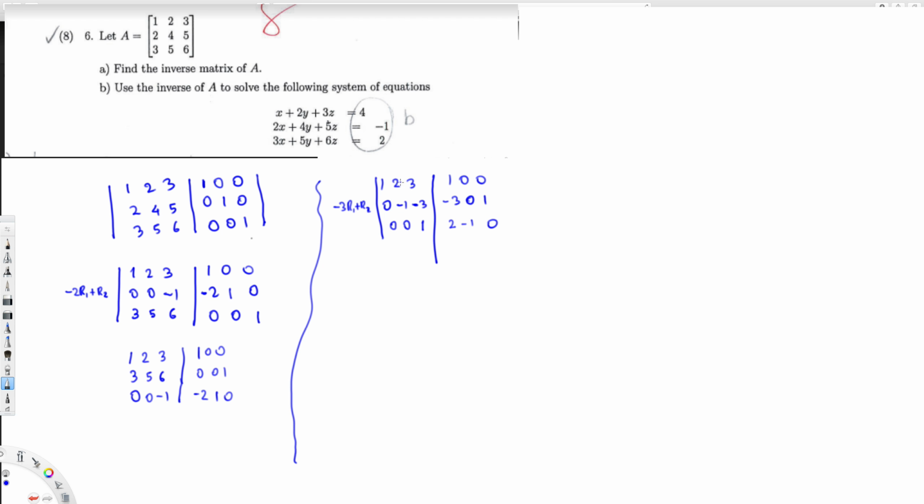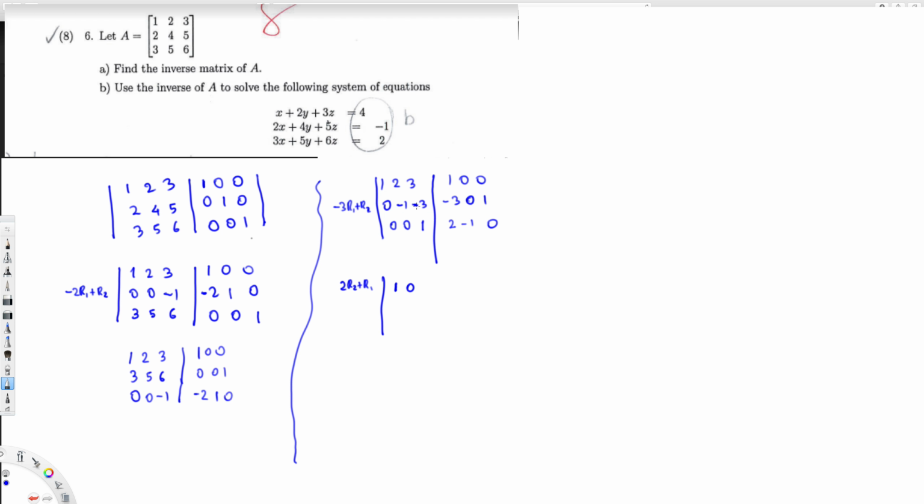To make this one 0, what I can do is I can simply multiply the second equation by 2 and add it with the first equation. So if I do that, let's see what happens. I'm multiplying the second equation by 2, so it's going to be 2r2 plus r1. So it's going to be 1 0.